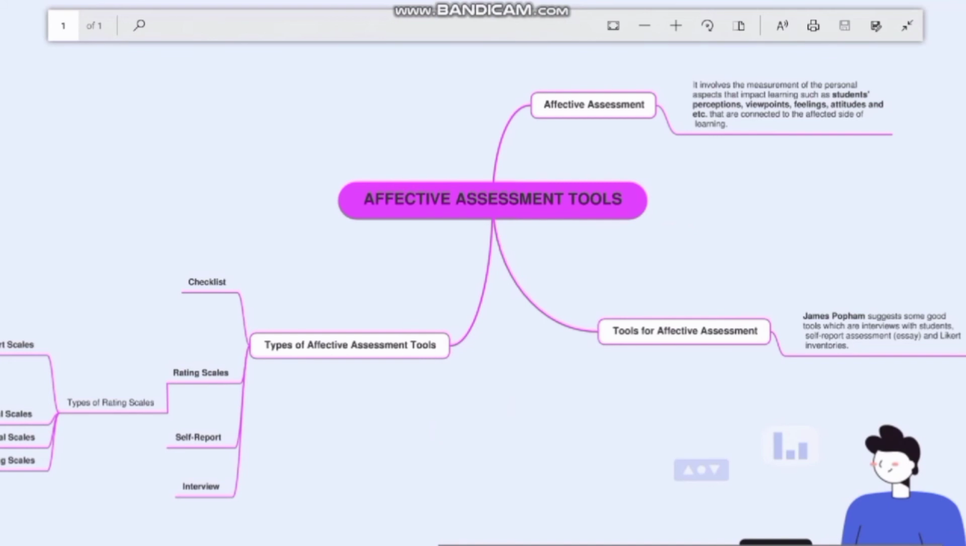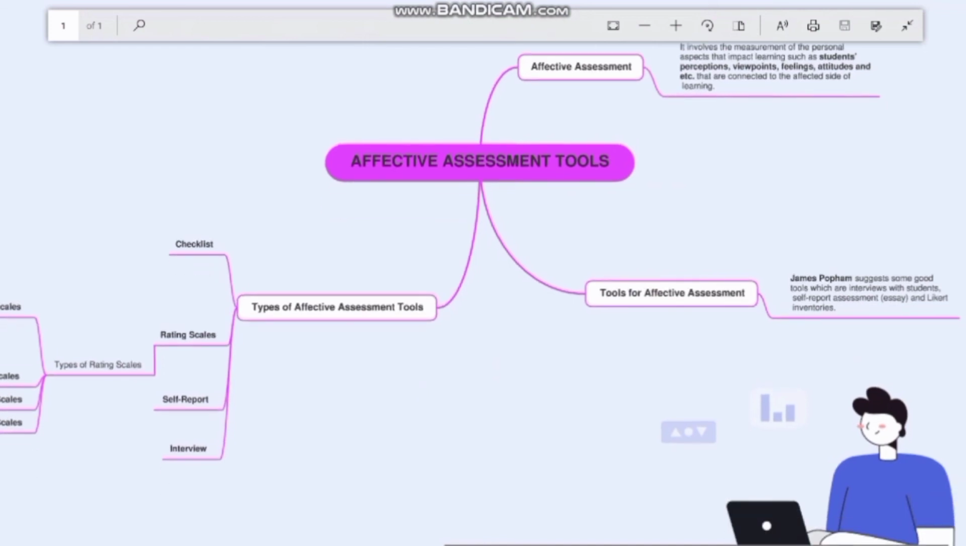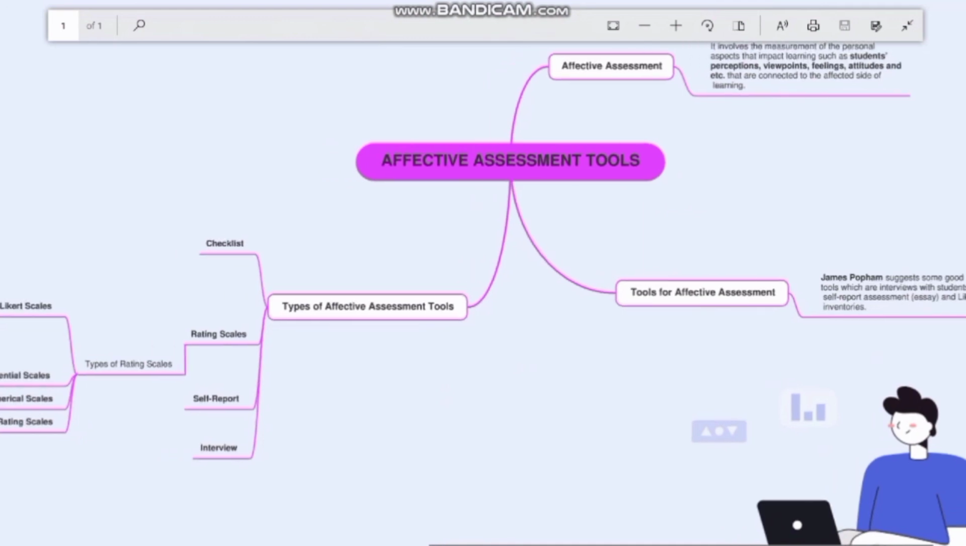And now, let's have a recap for affective assessment tools. What is affective assessment? It involves the measurement of the personal aspects that impact learning, such as students' perceptions, viewpoints, feelings, attitudes, and etc. that are connected to the affective side of learning. James Popham suggests some good tools, which are interviews with students, self-report assessment or essay, and Likert inventories.